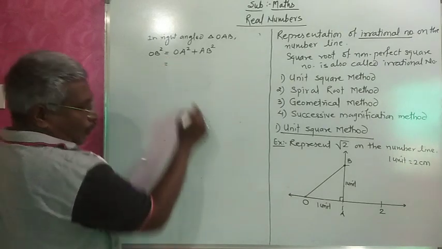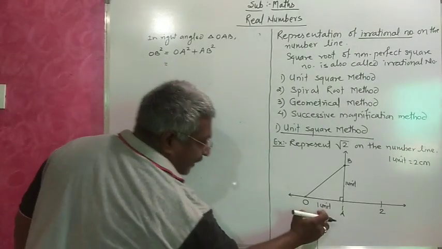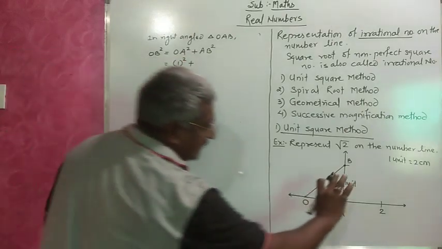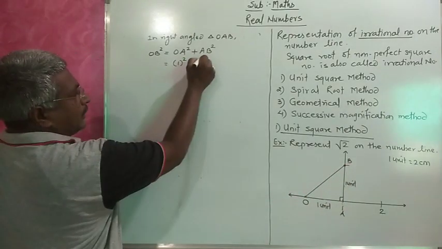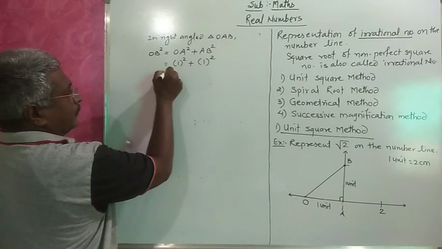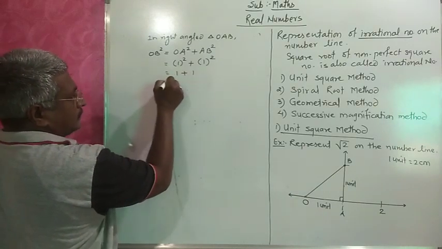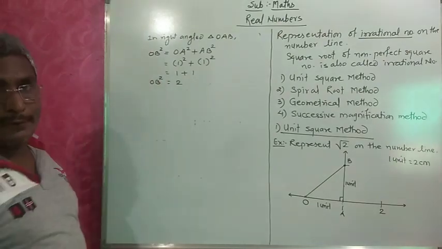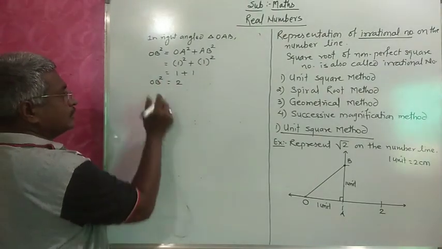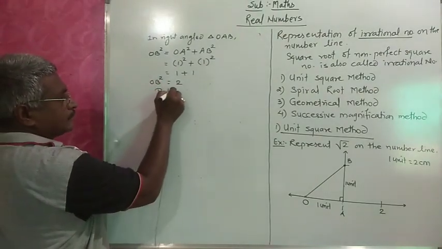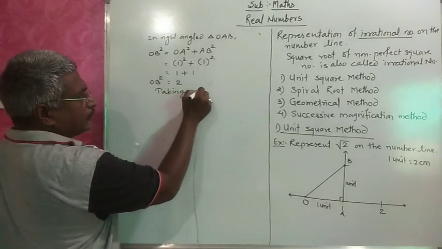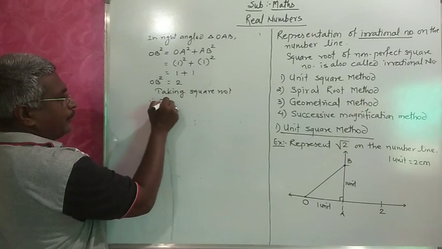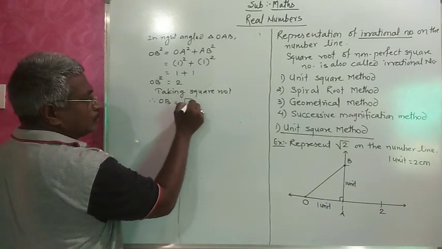Now OA, what is the length of OA? 1 unit, 1 square. What is the length of AB? 1 unit. So what will we get? 1 plus 1, 2. So this is the OB square value. Now taking the square root, what will we get? OB equals root 2.